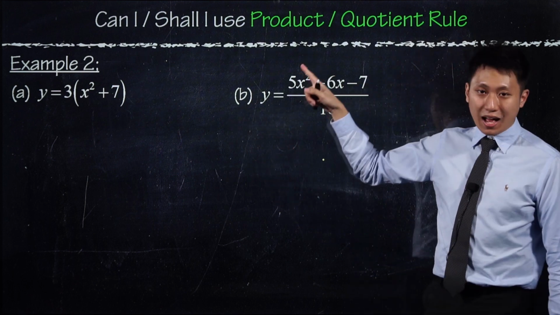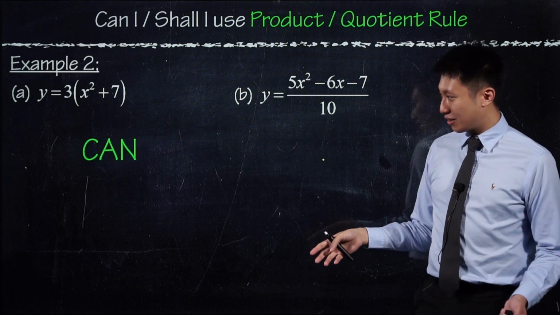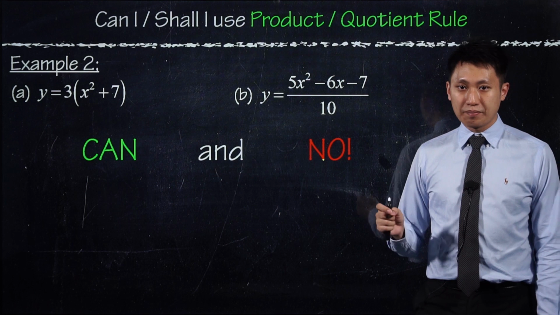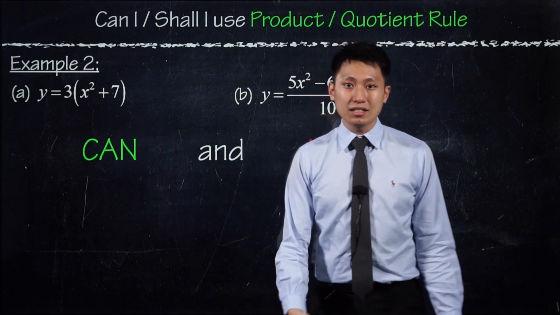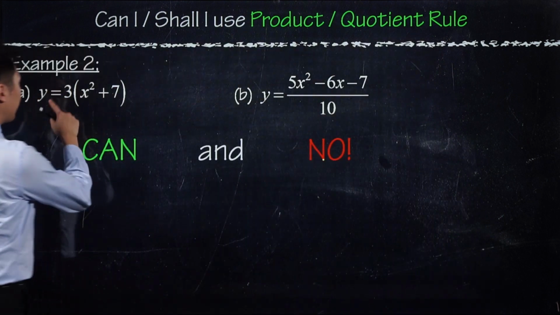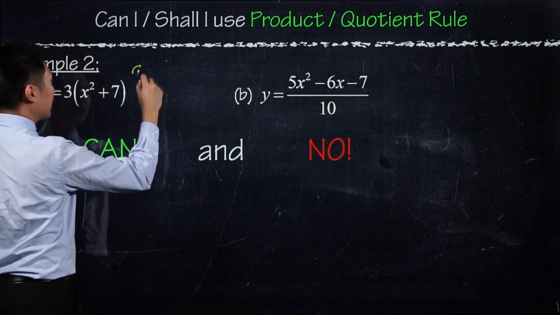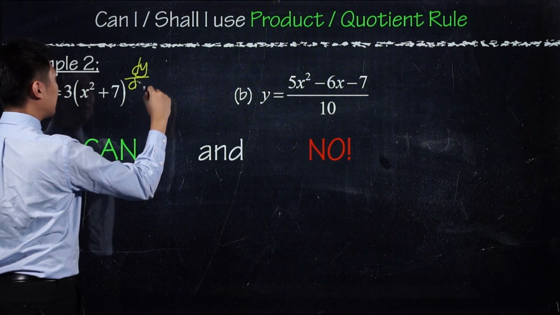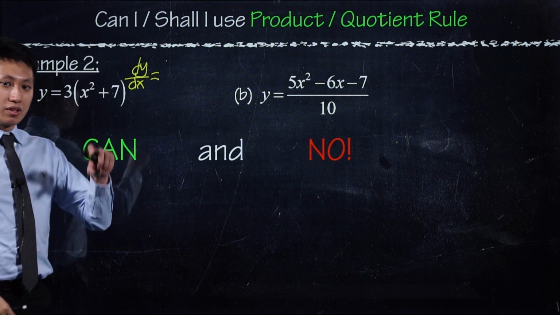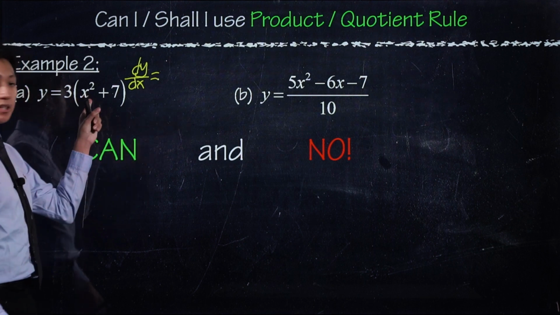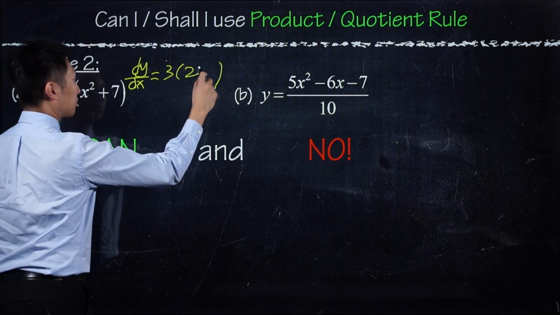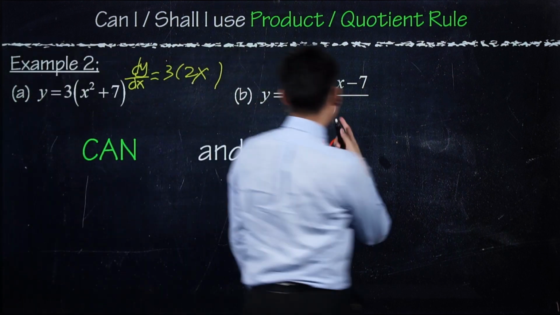But shall I use? No, you shouldn't. You can and you should not, because it has an easier way. How is it easy? Let's say I want to differentiate this. The differentiation will be dy/dx equals a constant multiplied by a function. So put the constant outside and differentiate the function. So this one is just 3 times 2x. And I'm done.